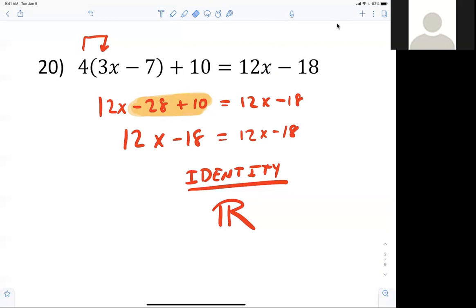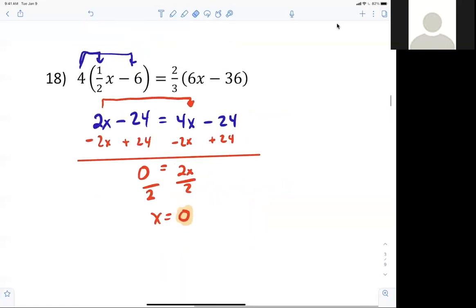All real numbers means no matter what number I plug in for X, it's going to be what? It's going to be equal. The two sides are going to be equal. Now I'm going to scroll down. In order for these two equations to be equal, what does X have to equal?